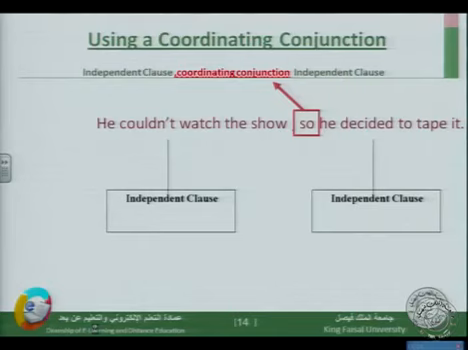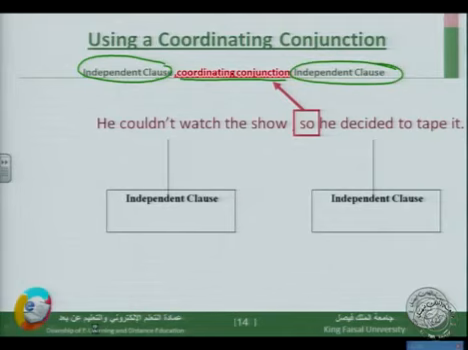Using coordinating conjunction to connect two independent clauses together. The structure is independent clause, one of the coordinating conjunction, and another independent clause. He couldn't watch the show, so هنا فاصل طبعا. So he decided to tape it. هل الفاصلة مهمة هنا؟ نعم. He couldn't watch the show, so he decided to tape it.